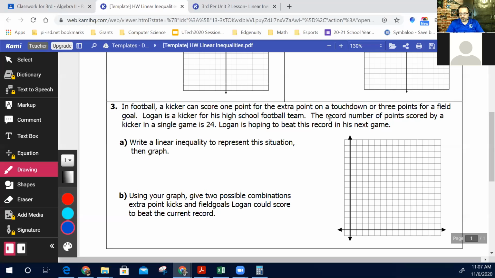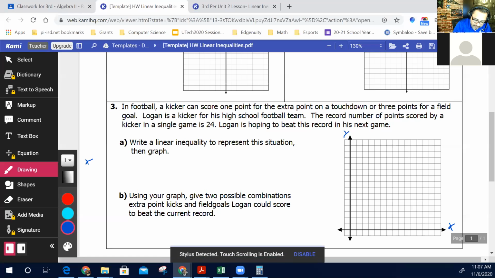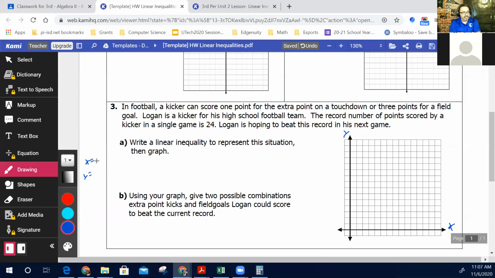Now, as far as your variables, you can keep it to the x and y, but you do need to identify what the x is equal to and what the y is equal to. So how does he get to 24 points, right? He's got to score points himself. So he's got to kick some combination of extra points and regular field goals for 3. So some are worth 1, some are worth 3. When you add up both combinations, his goal is that it's going to be more than 24.